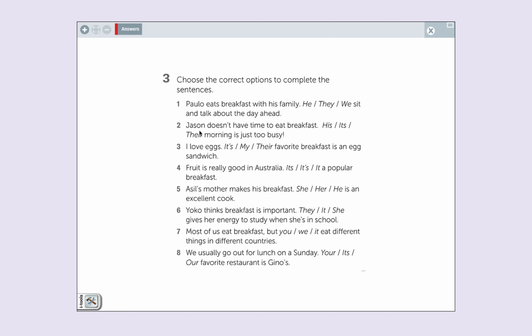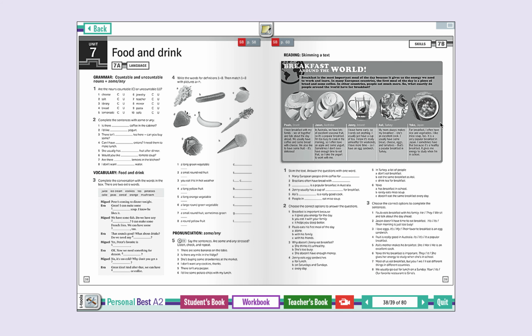Number 2, Jason doesn't have time to eat breakfast. So you need to choose his, its, or their morning is just too busy. The correct answer is his. Jason doesn't have time to eat breakfast. His morning is just too busy. ¿Ok? Y las demás las haces tú solito. Te digo, las respuestas están en el texto. Entonces no es tan difícil de hacer estas 2 actividades.